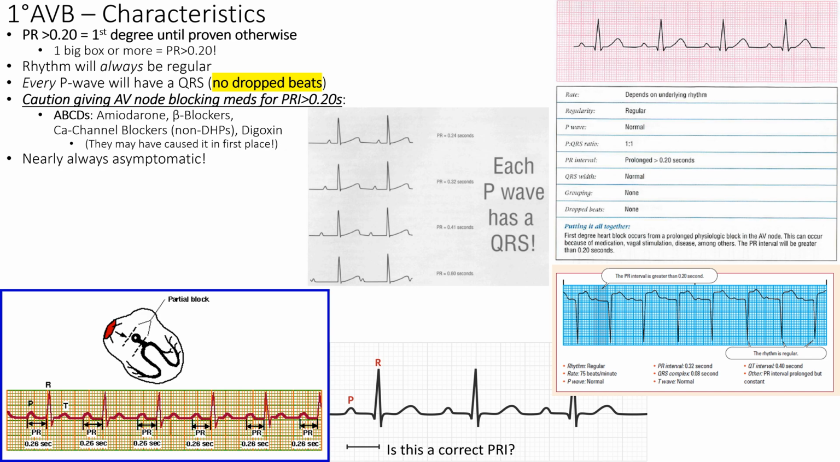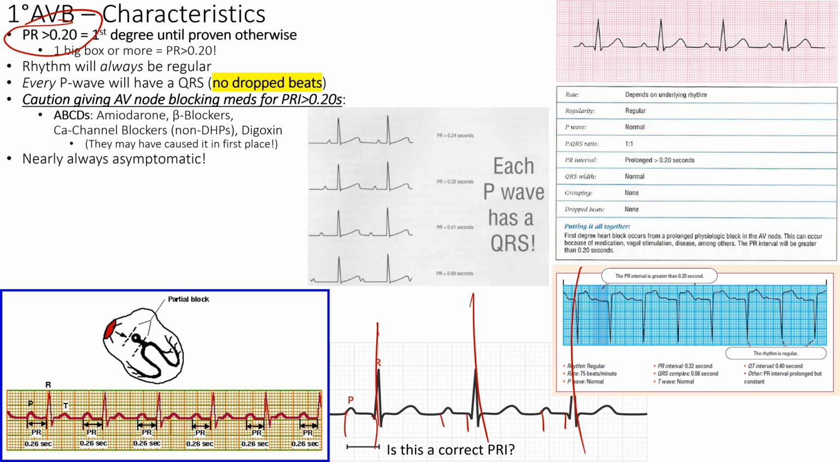So first degree AV blocks, again, all you have is a PR greater than 0.20, and that's it. There's an option for certain blocks to have a dropped QRS, right? This is not one of those. Which blocks have dropped QRSs? Second degree type 1 and second degree type 2. Second degrees have dropped QRSs, and because of that, those second degrees are irregular. This is just a regular rhythm just going along, and it just has a long PR interval. That's the only thing that's going on with this rhythm, right?